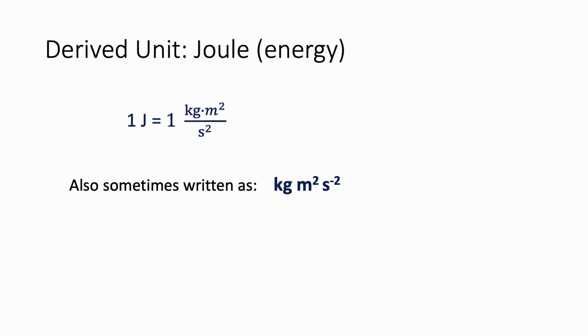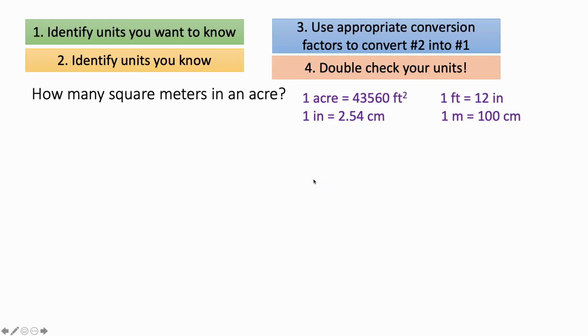The last thing you're going to be seeing a lot of in chemistry is a joule, which is a kilogram meter squared per second squared. And again, I've written that in the alternative format, the way that you will often see it in scientific literature, kilogram meter squared seconds to the minus 2. So what we're going to do now is work a dimensional analysis problem using derived units. And the question we want to start with is this: how many square meters are in an acre?